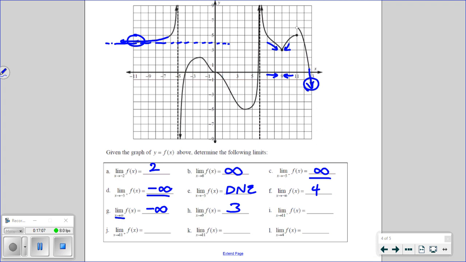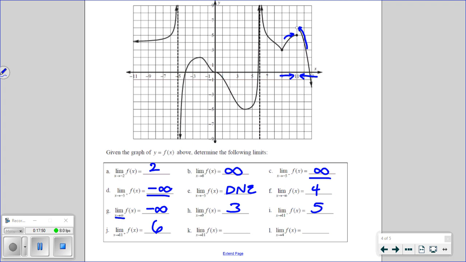Okay, next one, the limit as x approaches 11 from the left. So this is a one-sided limit, so we're only approaching 11 from the left. So if we go up to our graph, we can see that y is getting closer to 5. Okay, the next one is the limit as x approaches 11 from the right. Now if we follow our graph as x approaches 11 from the right, it looks like y is getting closer to 6.